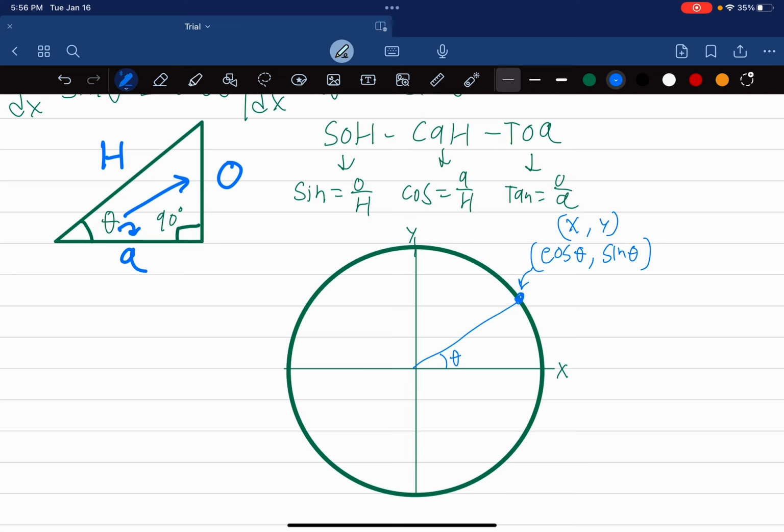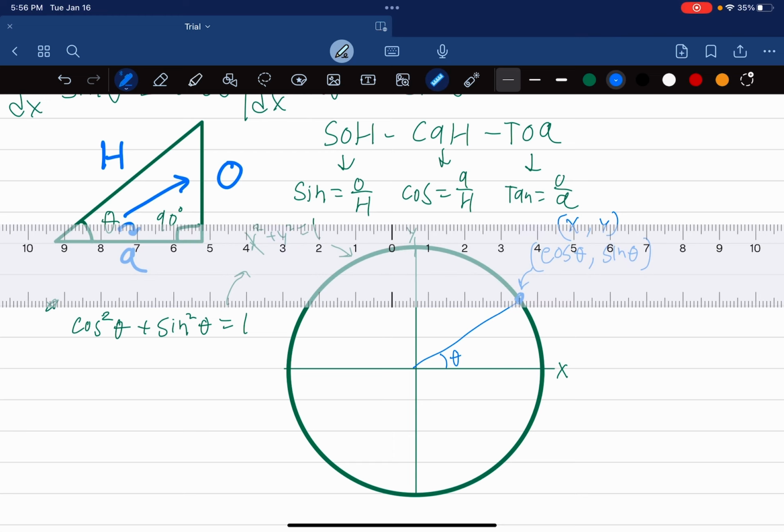right? Oh, don't forget that the formula for this circle is x squared plus y squared is equal to 1, right? So if we're using cosine and sine for x and y, then we get cosine squared theta plus sine squared theta is equal to 1. And this is a rule that you use sometimes. I don't remember using it too much in this class, but it definitely is useful. And it'll probably show up at least once. Anyway.